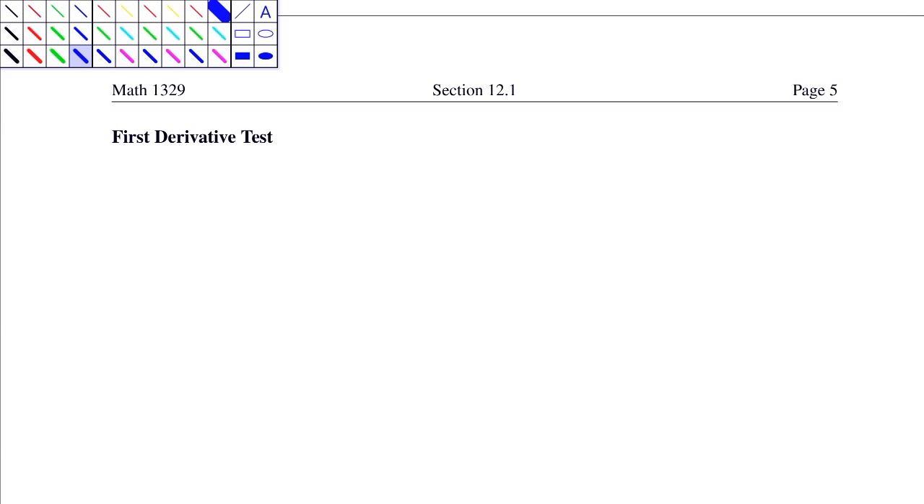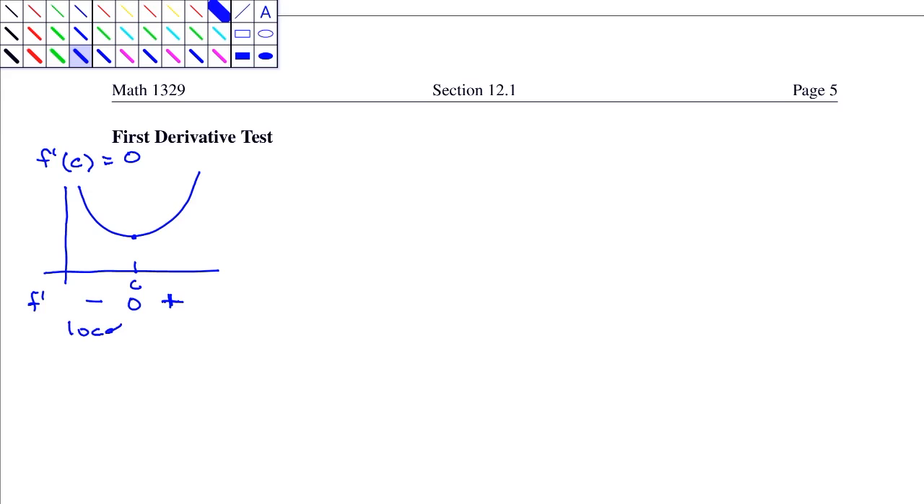So the first set here is when you have some value of c where the derivative is equal to 0. So c represents a critical value. It's the critical value found when the derivative is equal to 0. And you have these 4 scenarios that can happen. You can have a graph that looks like this, and then here's c, and the derivative is negative, followed by a 0, followed by a positive. If that is the case, then you have a local minimum.